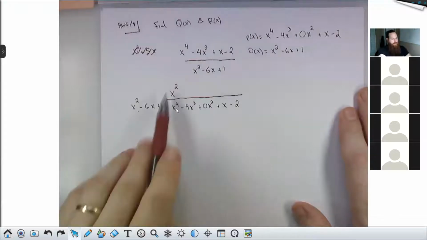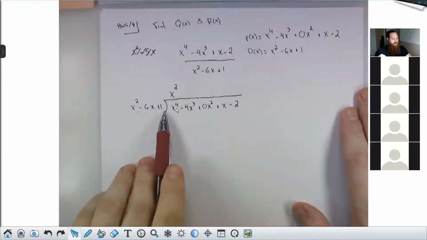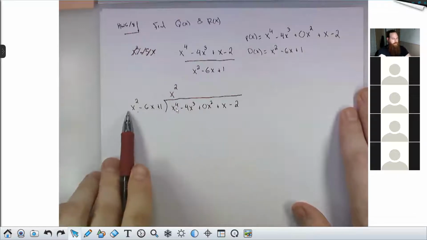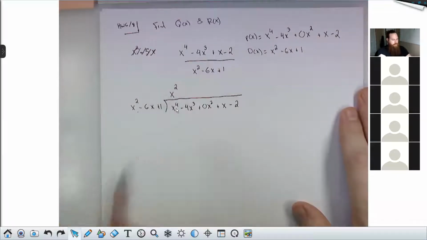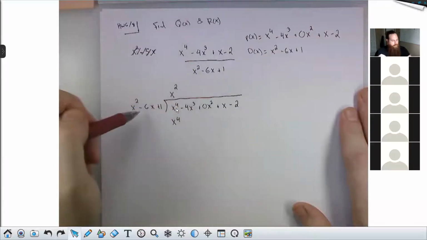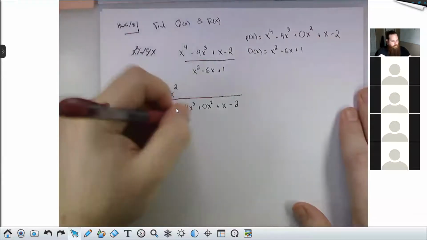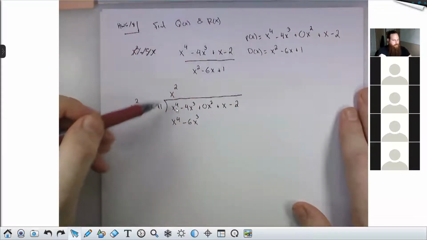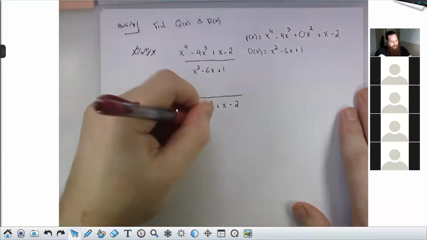Now I take this and multiply it by everything here. I distribute x squared across the polynomial d. So x squared times x squared is x to the 4. X squared times negative 6x is negative 6x cubed. X squared times 1 is x squared.